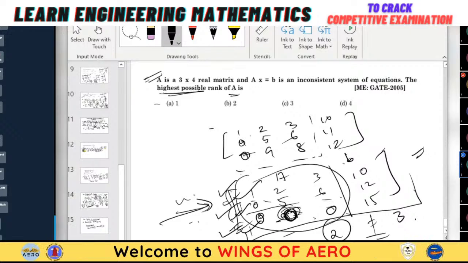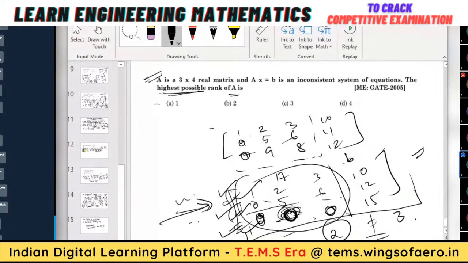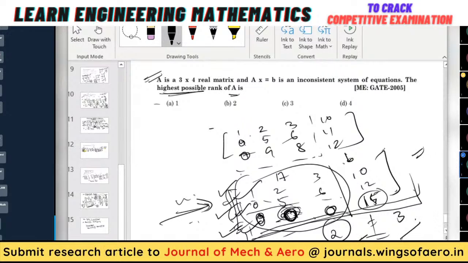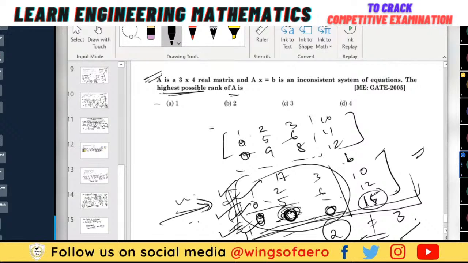The first inconsistent system occurs if the last row of A will be 0, 0, 0. And if I consider the whole matrix, these 3 elements will be 0 and only this element, 15, is a non-zero element. Then it is 3 and it is 2. This is the highest possible possibility of an inconsistent system. Now can you get it? Yes, sir.